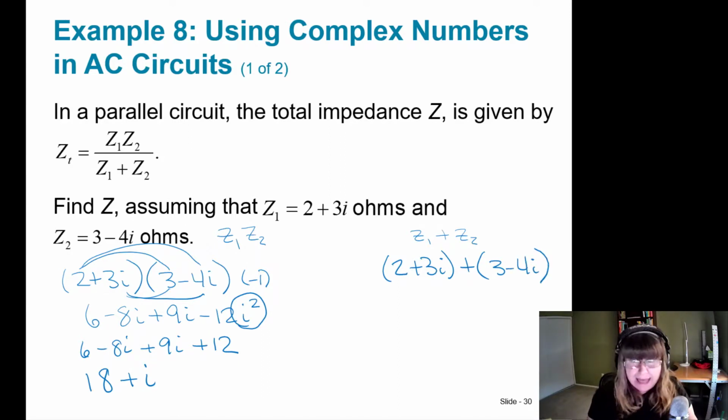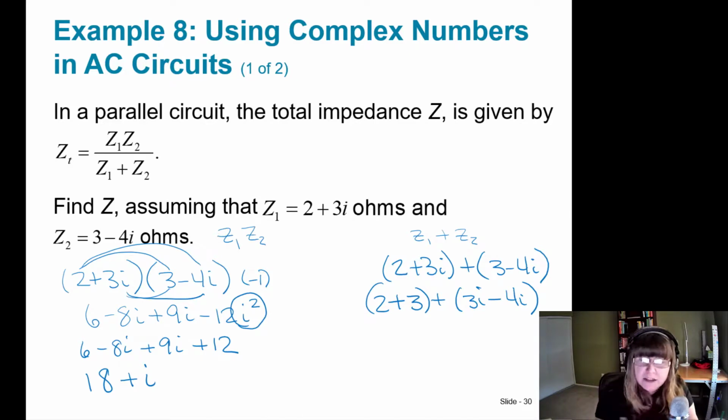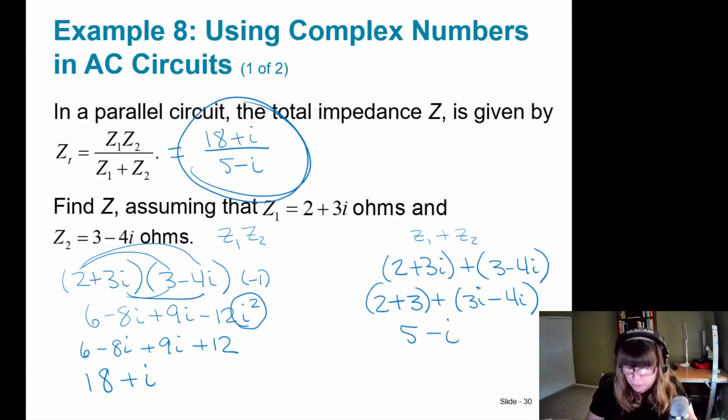Add the real parts, add the imaginary parts. 2 plus 3, plus 3i minus 4i. I just rewrote it so I have the real parts together and the imaginary parts together. 2 plus 3 is 5, plus, well, that is a negative i, so I'm going to say minus i. All right, so we know Z1 times Z2 is 18 plus i, and we know Z1 plus Z2 is 5 minus i. This is now the division we're going to do.